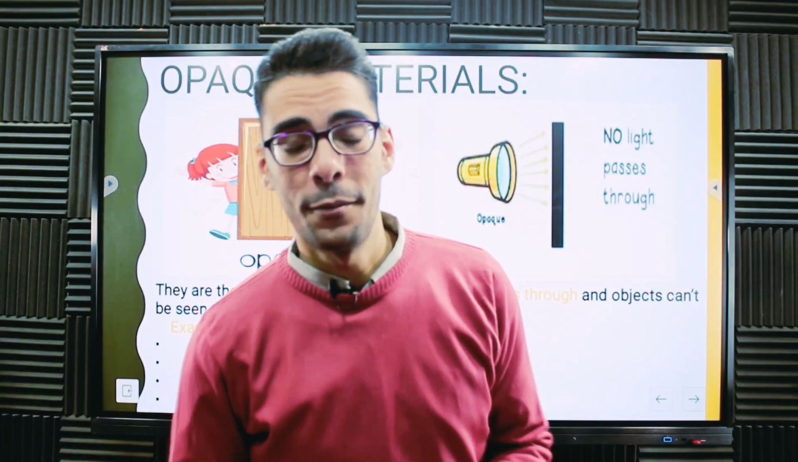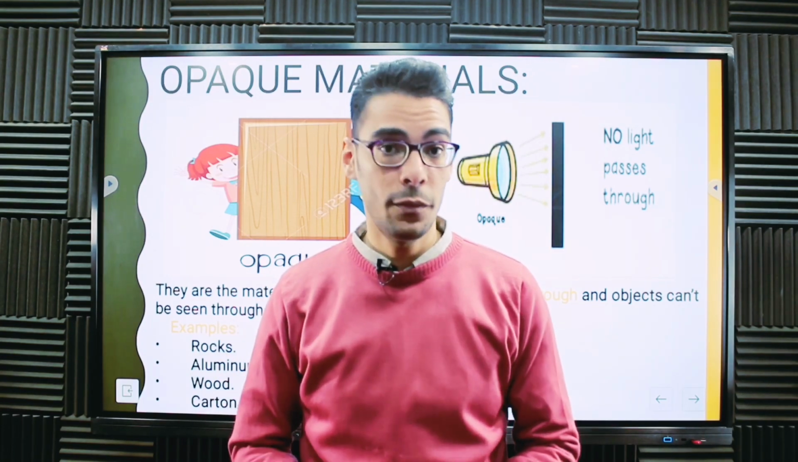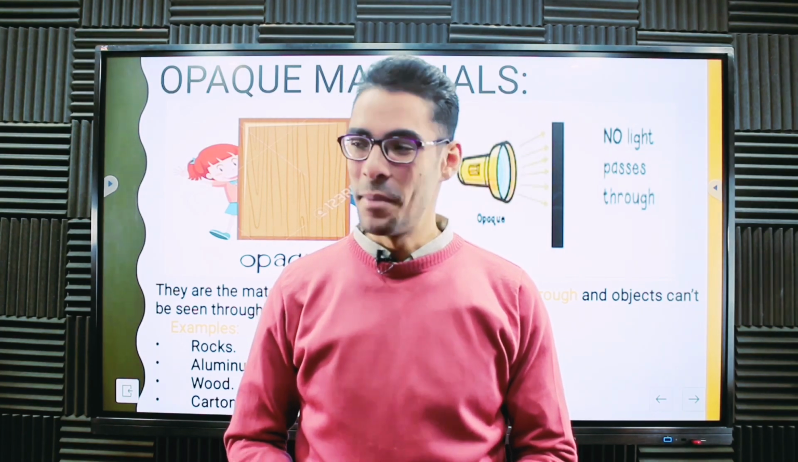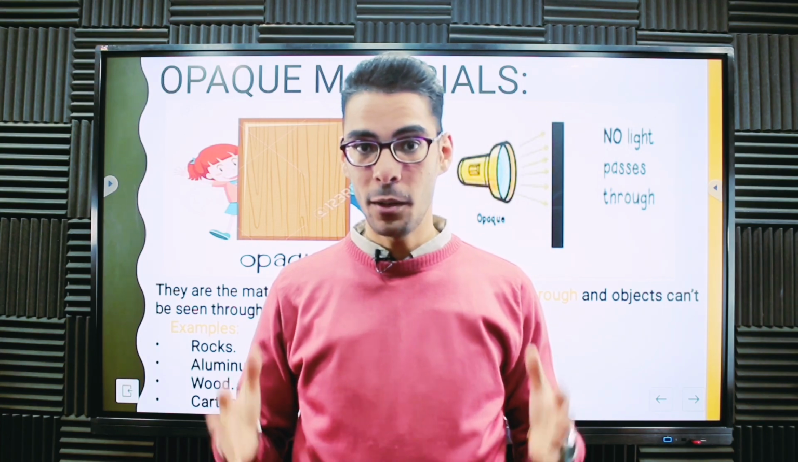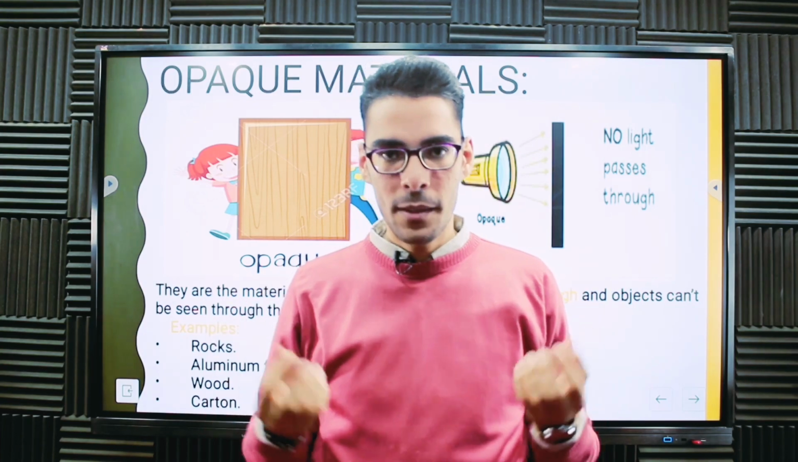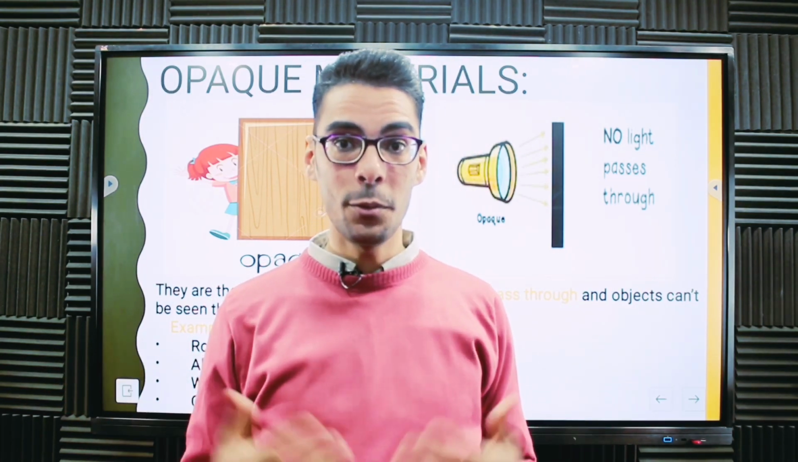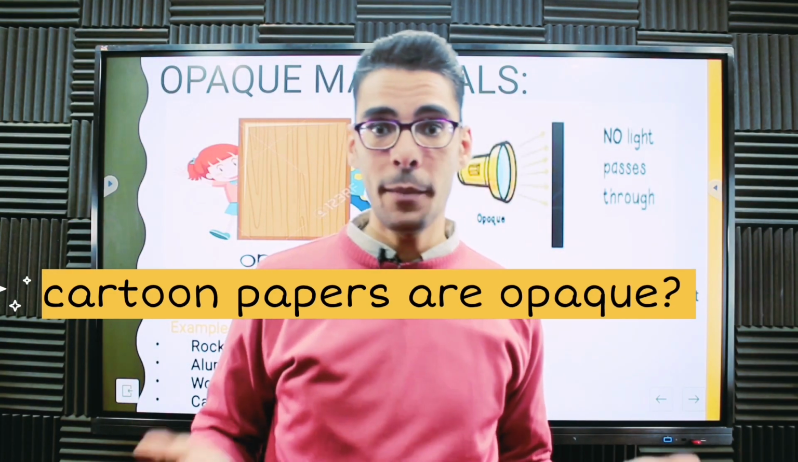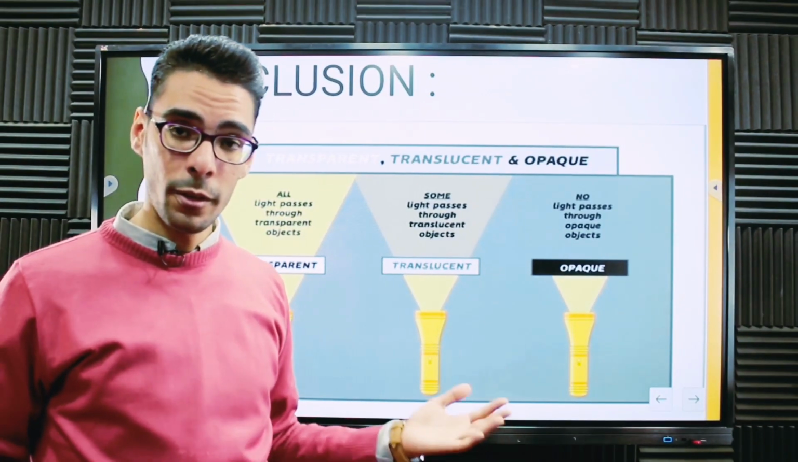I have another question for you. Sometimes we use carton papers to cover the rooms and the windows of the photography room. True or false? Yes, it's true. Because they prevent light rays from passing through them and keep the room without so much extra light, which maybe keeps the quality of the photos high. I have another question: carton papers are opaque materials. True. Excellent. This is the conclusion of the previous part.